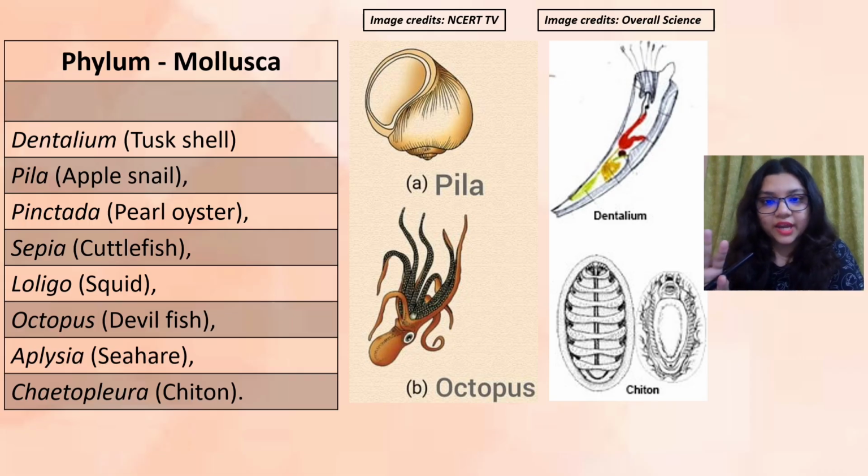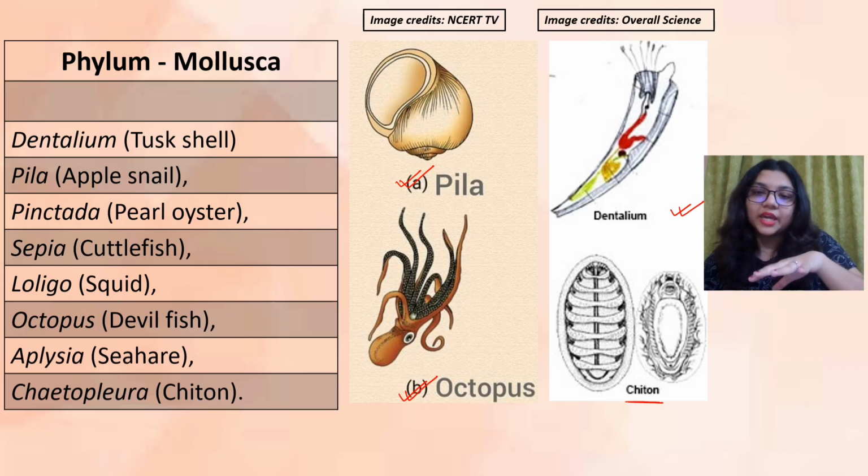Out of which there are 4 images shown here. You've been shown the image of Pila, apple snail. Then we have Dentalium, which is the tusk shell. Then you have octopus, the devilfish, and you have chiton. Right? So these are the examples of Mollusca. Keep writing and practicing. I'm sure the examples will get inside your head.